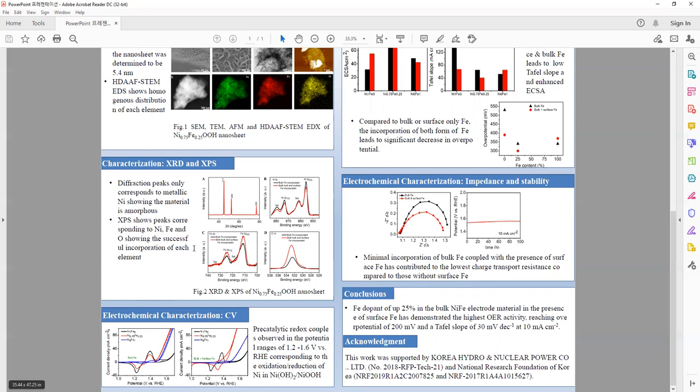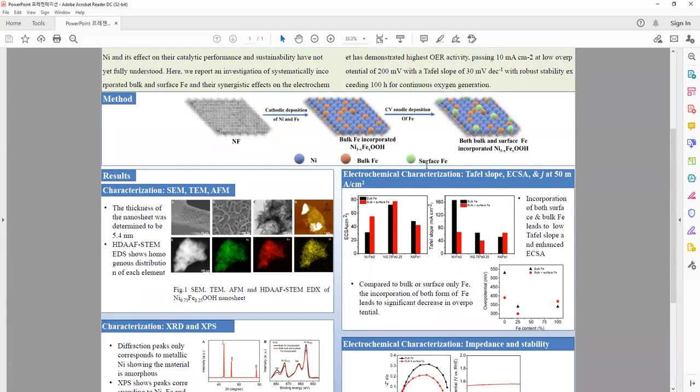We also tried to characterize the material using electrochemical methods. The first characterization method is using cyclic voltammogram. The first one is bulk iron incorporated, and the second one is bulk and surface iron incorporated. We observe pre-catalytic oxidation reduction peaks in both conditions. These pre-catalytic redox couples are observed in the potential range of 1.2 to 1.6 volt versus reversible hydrogen electrode, corresponding to the oxidation reduction of nickel in nickel hydroxide to nickel oxyhydroxide.